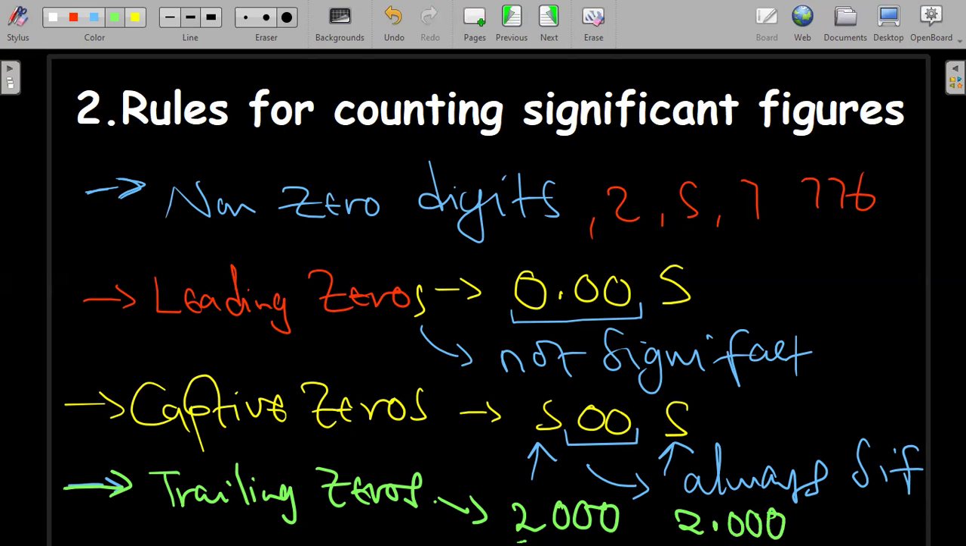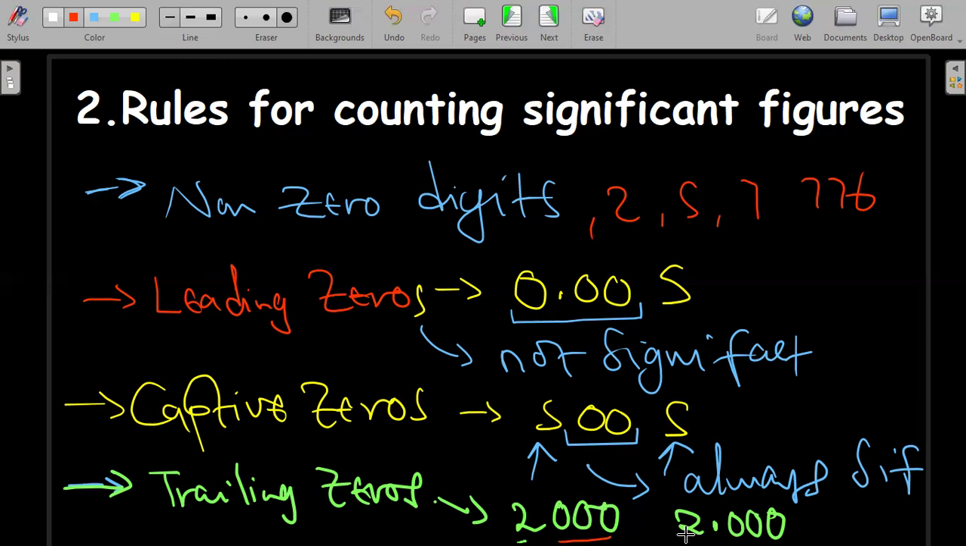Trailing zeros. On the trailing zeros, there are two rules to consider. The first one is that if in that number where you have your trailing zeros there are no decimal points, or no decimal places, then we are going to say that these trailing zeros are not significant. As long as there's no decimal point that you can see in this number, you are going to say that those zeros are not significant.